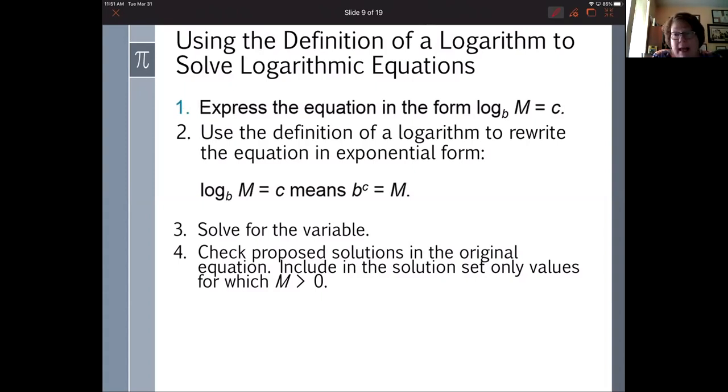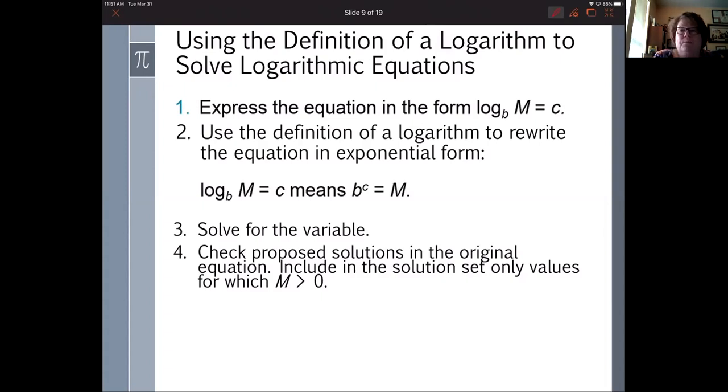You cannot take the logarithm of 0. You cannot take the logarithm of a negative number. So when you solve a logarithmic equation, you must check to make sure that the value you get for your variable is not a restriction on your domain. All right, you have to check your solutions.